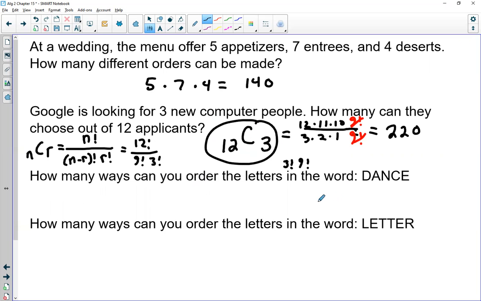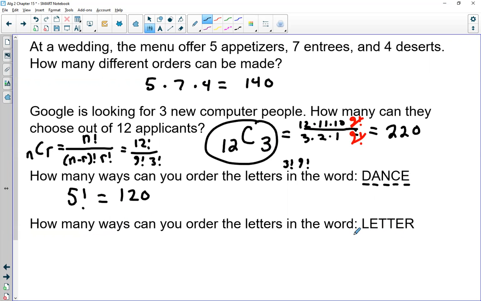Yes. So this one, how many ways can you order the word dance? Since there's 5 different letters and there are no repeats, the first letter you could choose could be any of the 5. Then the second letter could be any of the 4. Then the third letter out of 3, then 2, then 1. So this is 5 exclamation point, which is 120.